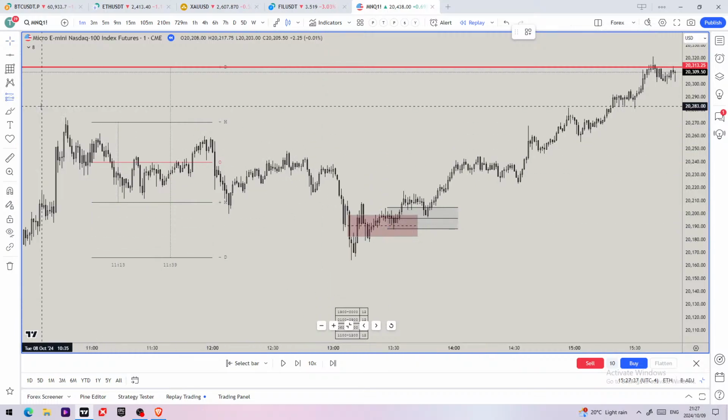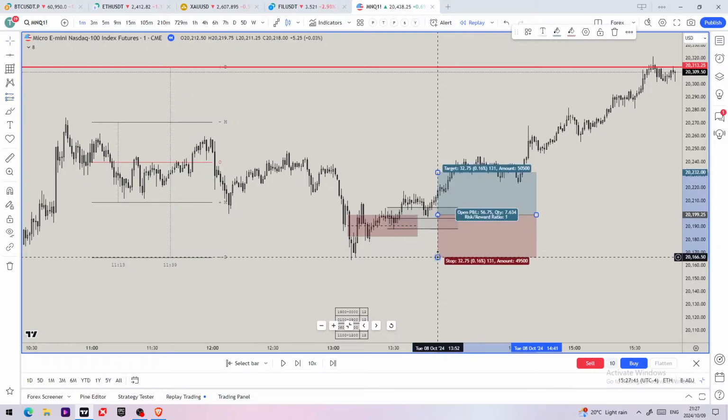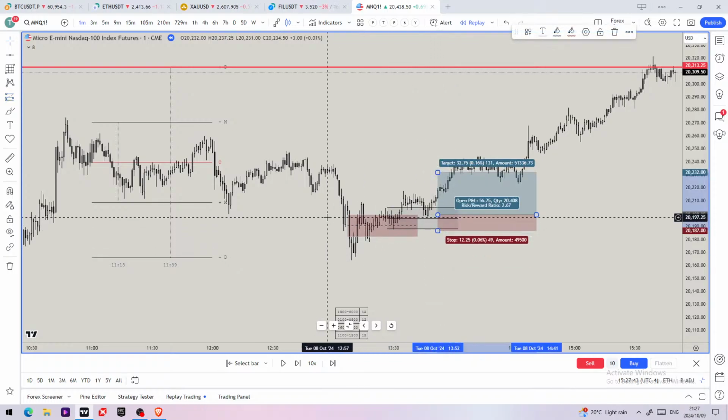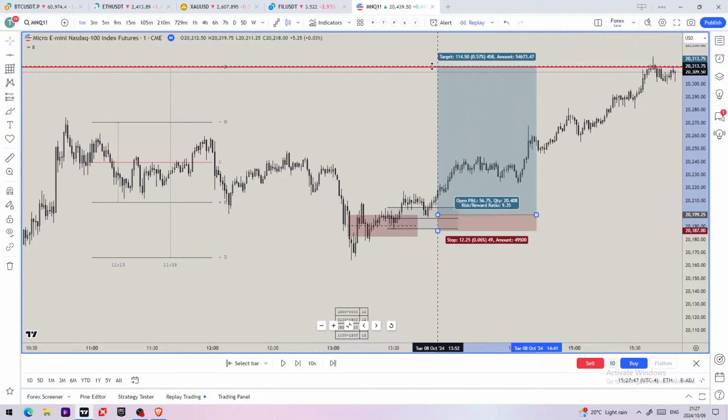For this particular one, we would long at the opening price, stop below the order block low, even though it's still inside the IFEG, and we are targeting the M level or the D level right there.